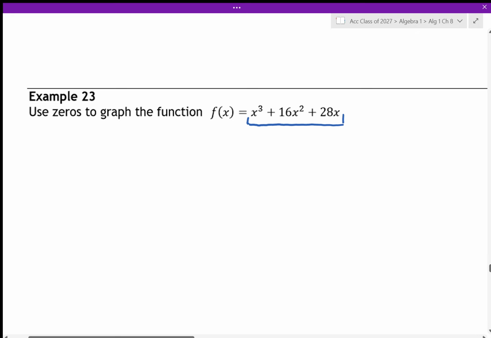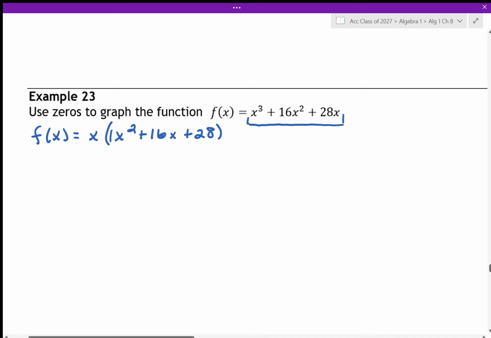All three pieces have an x, so I'm going to pull out an x. So I'm going to say f of x equals x times x squared plus 16x plus 28. So I pulled out an x. Then I'm going to try to factor.